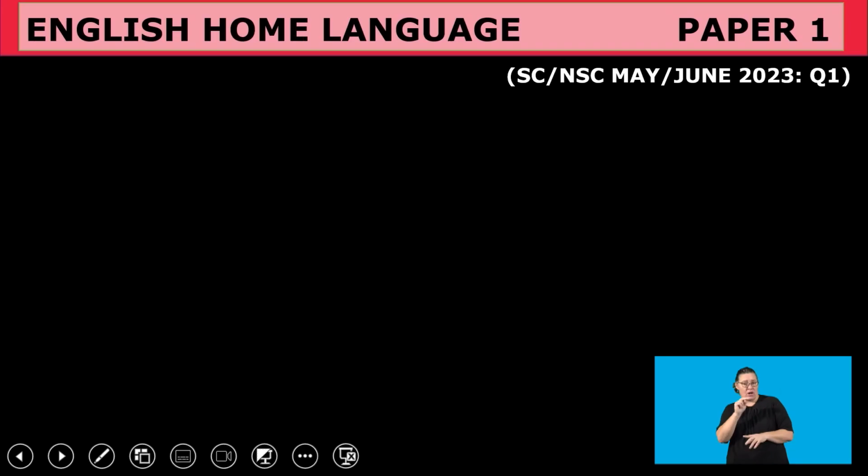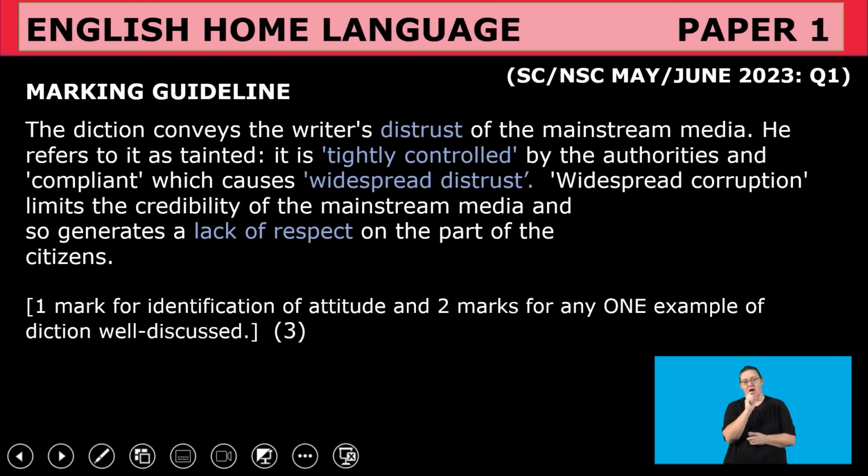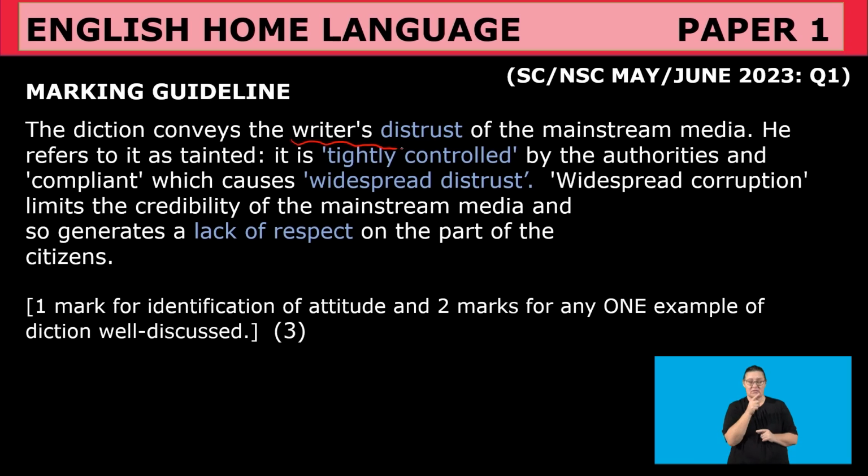Make sure that when you're answering a diction question, you prove your answer and you quote specific words from that paragraph in your answer. So we're looking for attitude. The first part of the answer, you'll see it shows the writer's distrust. So there is the attitude mark. Then you can see I have here diction from the paragraph quoted to prove that he doesn't trust mainstream media.